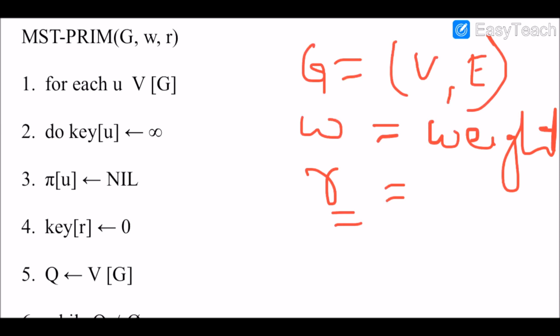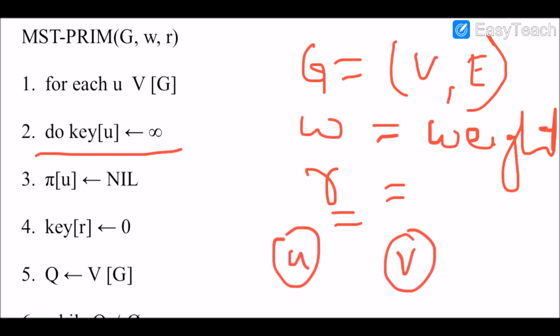Now the second point says to set key of u as infinity. Let's say we have two nodes u and v in a graph. The initial thing we are going to do is assign a key value to all the nodes present in the graph, and we will initialize it as infinity. What is this pi? Pi will tell us the previous node when we are traversing the tree. We'll understand the concepts using an example.